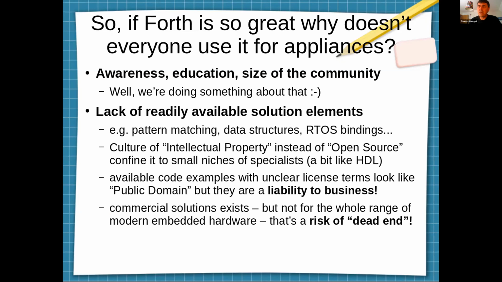Available code examples of Forth very often have unclear license terms. They look like they were in the public domain, but maybe they are not. And whoever uses that for an appliance puts the company at risk. It's a huge liability for business. Managers are very careful. Commercial solutions exist, of course, but not for the whole range of modern embedded hardware. And you don't want to be the one who loses out at the end, because the next hardware cycle is not supported by your niche environment.